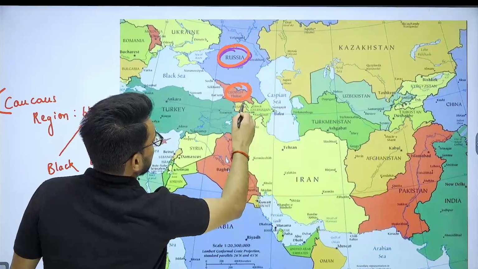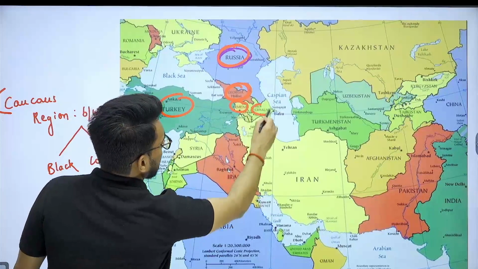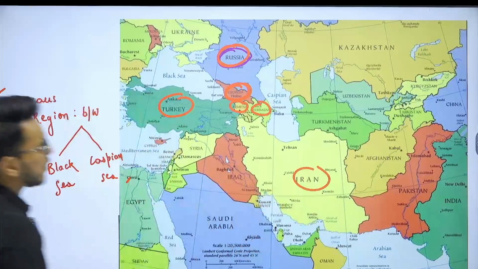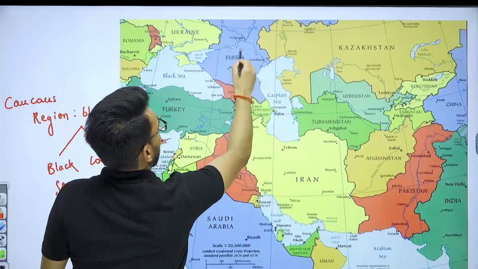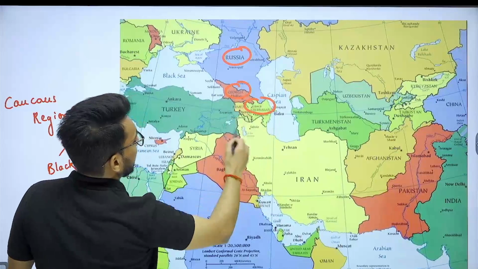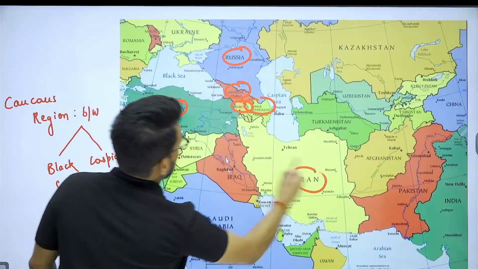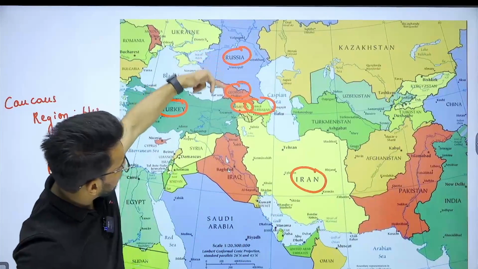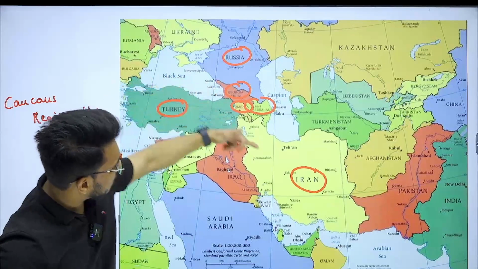Then here we have Turkey, Armenia, Azerbaijan, Iran. Okay. Again, guys, let's see them. Which countries we have between Black Sea and Caspian Sea? Here we have Russia, then we have Georgia, then Azerbaijan, then Armenia, then here we have Turkey, here we have Iran. Okay. Russia, Georgia, Armenia, Azerbaijan, Turkey, Iran.